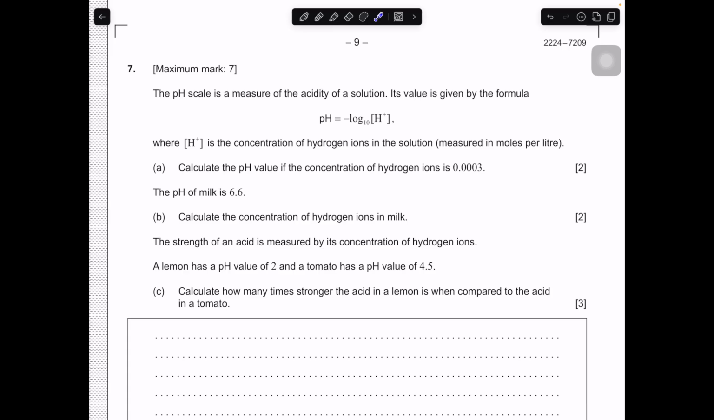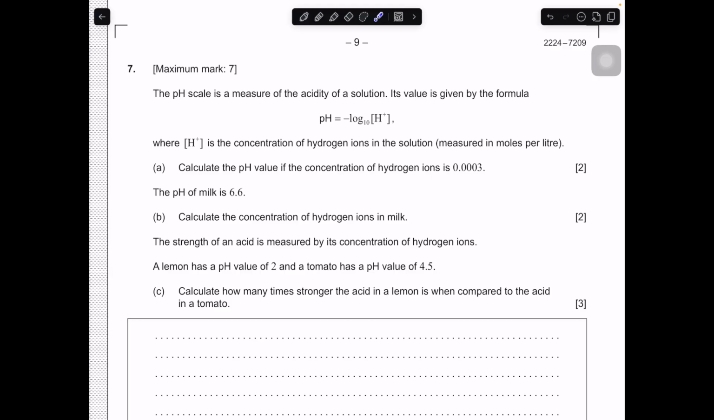Okay, so the pH scale is a measure of the acidity of a solution. Its value is given by the formula. Here it is. pH is equal to negative log base 10 of H+, where H+ is the concentration of hydrogen ions in the solution, and it's measured in moles per liter. A lot of information here, but we don't need a lot of this, like this moles per liter, not entirely.